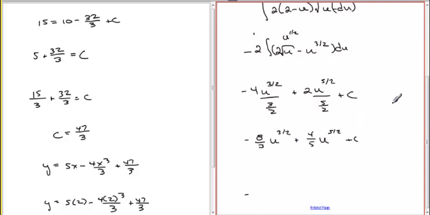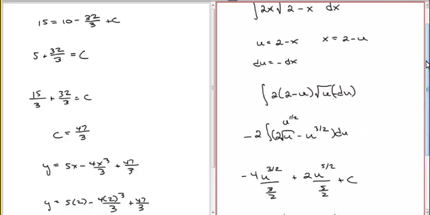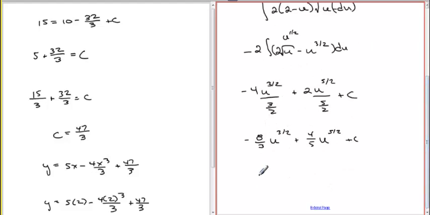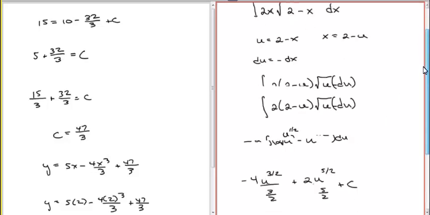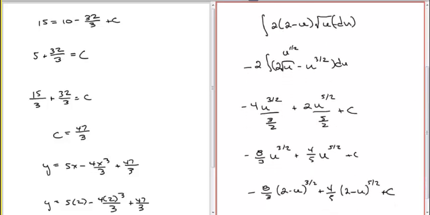And finally, you have to plug back u into it. So you go back here, you know, like, what was u? 2 minus x. So I'll get negative 8/3 times 2 minus u to the 3/2 plus 4/5 times 2 minus u to the 5/2 plus c. Now, if, oh, that should be x. I don't know why I did u.